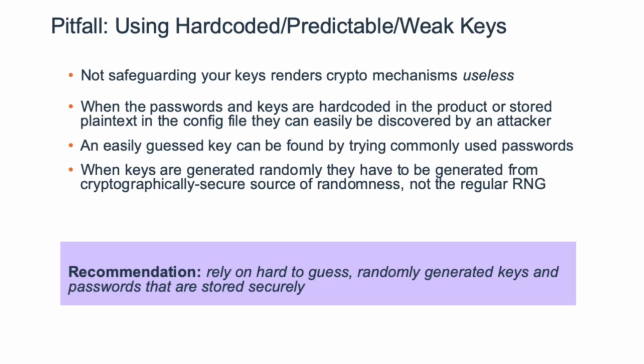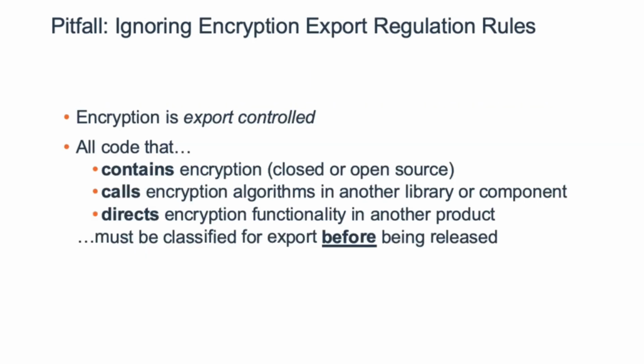So instead, if you're generating encryption keys, you should use something called java.security.SecureRandom in case of Java, and there are similar variants for other languages. It's a cryptographically secure source of randomness, and it should be used when generating encryption keys. So the recommendation is to rely on hard-to-guess, randomly generated keys and passwords that are stored securely.